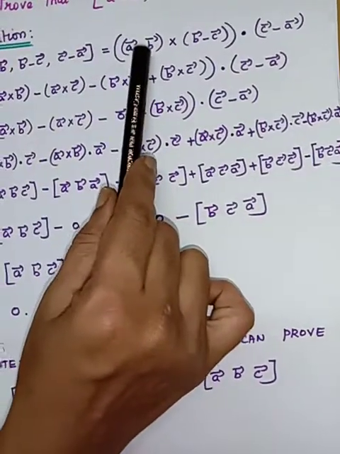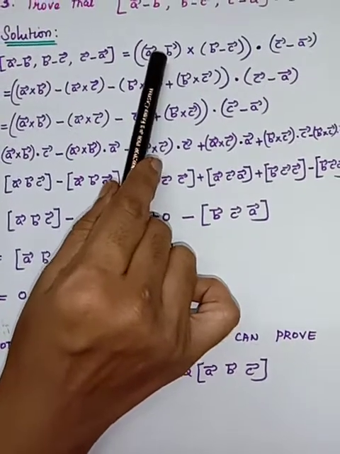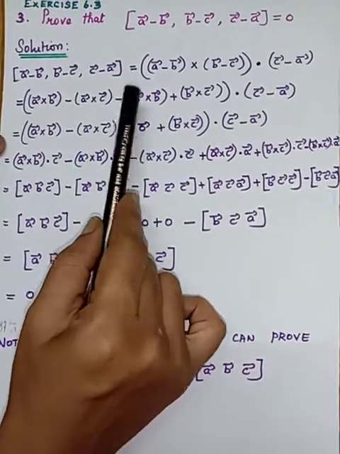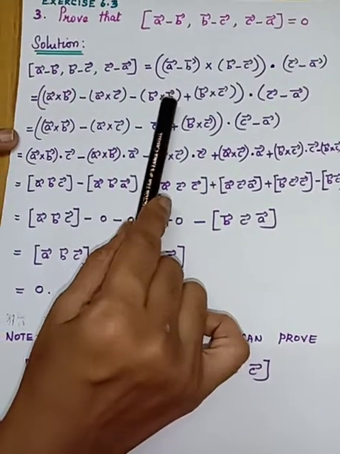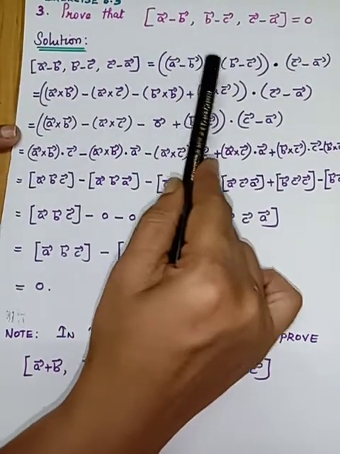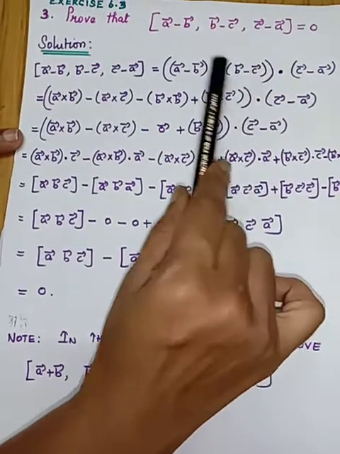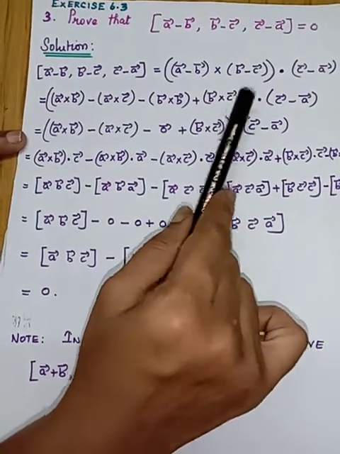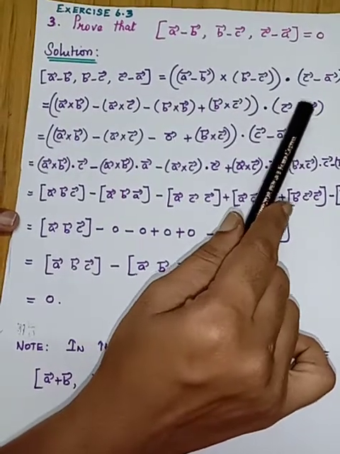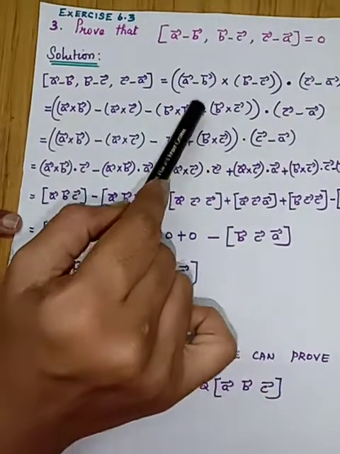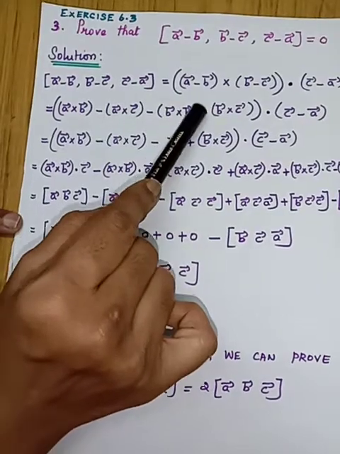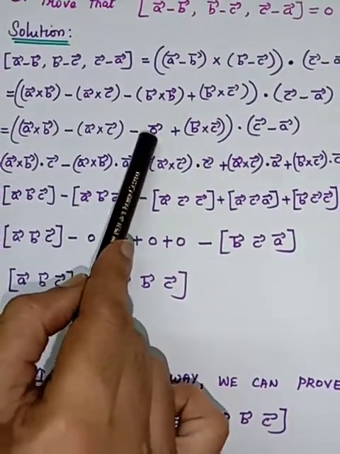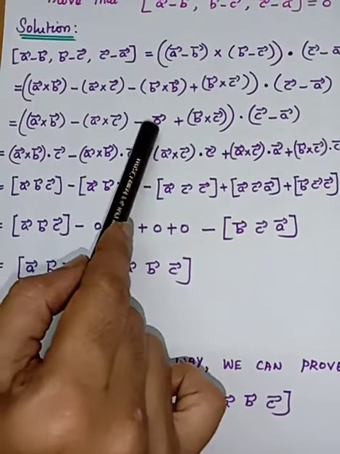Next you come to the second vector, take minus B vector. And minus B vector cross B vector, that is minus of B vector cross B vector. Then minus B vector cross minus C vector. So minus into minus plus: B vector cross C vector dot C vector minus A vector. In the cross product of two equal vectors, that is B vector cross B vector, it is 0. So that only we have written in this step.